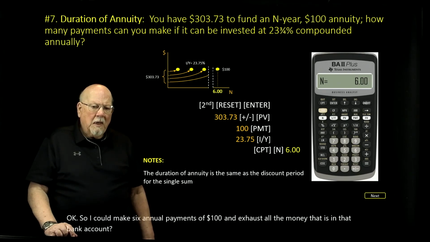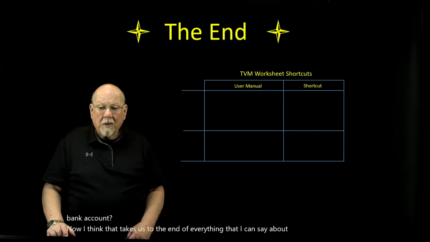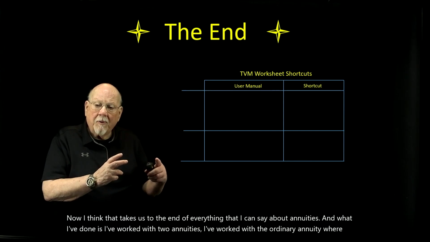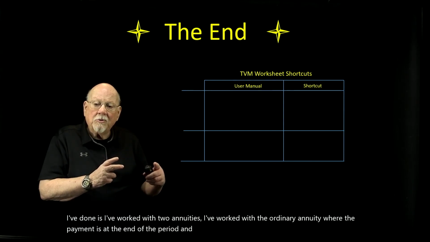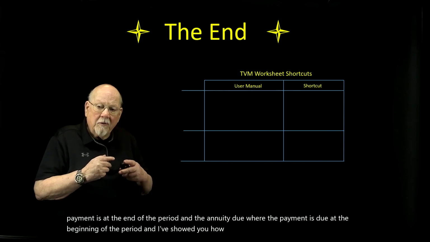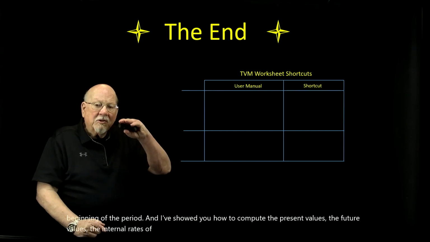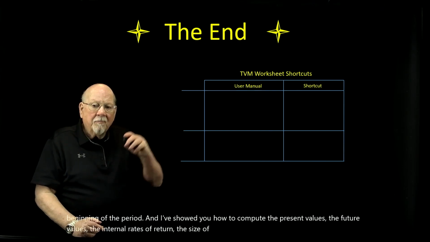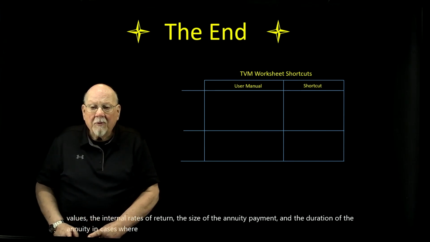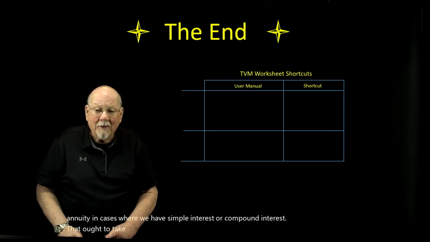Now, I think that takes us to the end of everything that I can say about annuities. And what I've done is I worked with 2 annuities. I've worked with the ordinary annuity, where the payment is at the end of the period, and the annuity due, where the payment is due at the beginning of the period. And I've showed you how to compute the present values, the future values, the internal rates of return, the size of the annuity payment, and the duration of the annuity in cases where we have simple interest or compound interest. And that ought to take care of any problem that you ever run into.